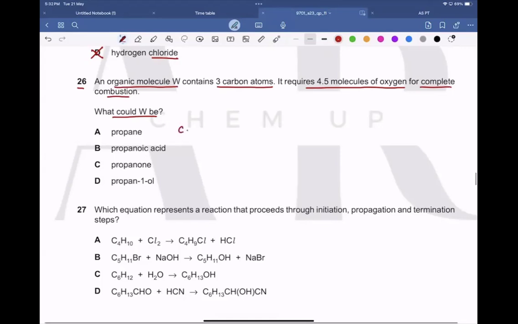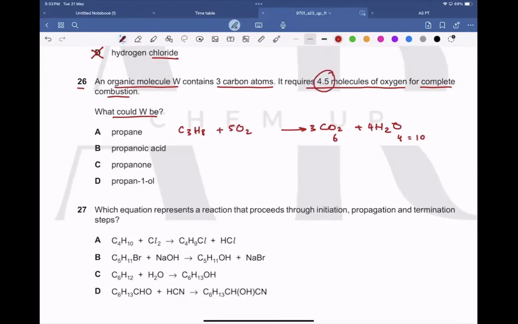So if it's propane, for example, it is going to be C3H8 reacting with oxygen, forming carbon dioxide and water, right? If I balance it, there are 3 carbon atoms, so I'm going to put 3, and there are 8 hydrogen atoms, so I'm going to put 4. So 3 times 2 makes it 6, and 4 times 1 makes it 4. So there are 10 oxygen atoms, so I need to put a 5 over here, and they are asking 4.5, so A goes wrong. Is this clear to all of you?